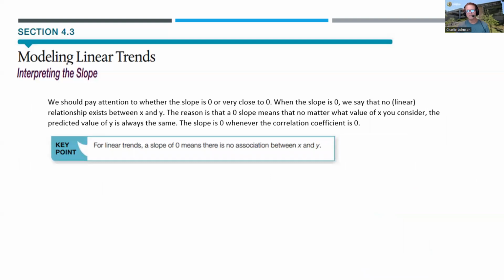We should pay attention to whether the slope is zero or very close to zero. When the slope is zero, we say that no linear relationship exists between x and y. The reason is that a slope of zero means that no matter what x value you consider, the predicted value of y is always going to be the same. The slope is zero whenever the correlation coefficient is zero. For linear trends, a slope of zero means there is no association between x and y.